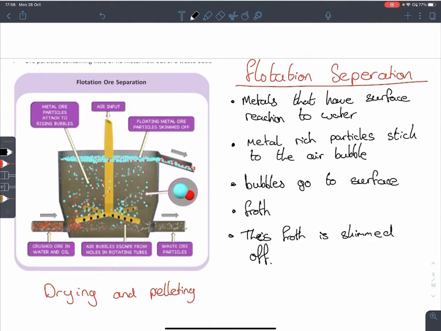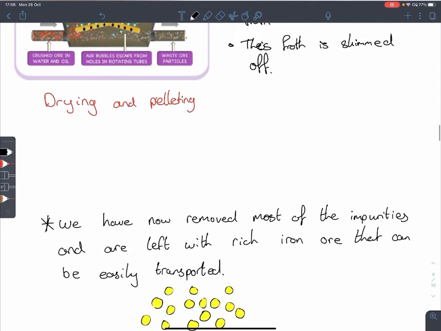Now, after this stage, the next is drying and pelleting. Concentrated ore that has been separated by the wet process, like gravity or flotation separation, needs to be dried as it's all wet at the minute. So what happens here is it's just dried and clumped into larger sizes for transport.